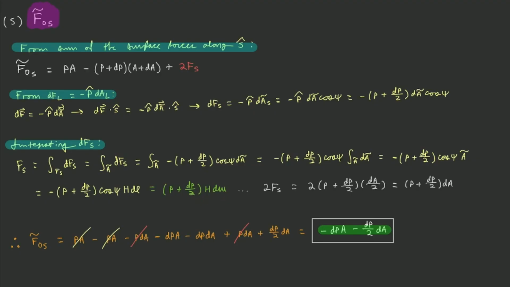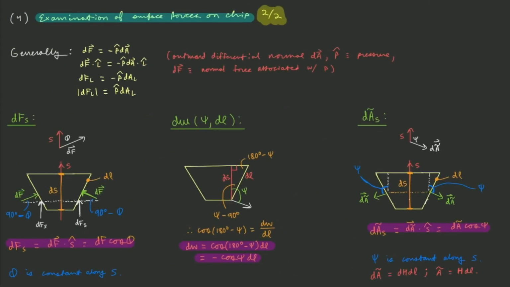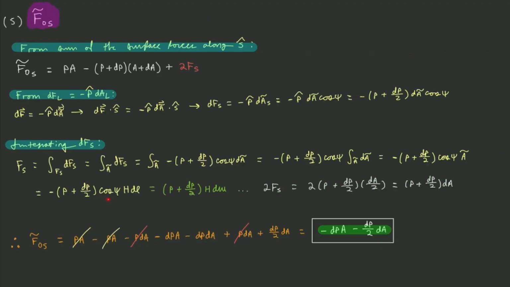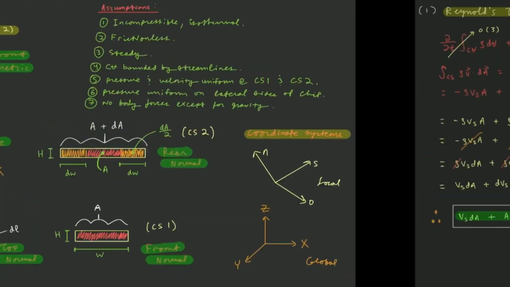Why is that? Let's look at our geometric diagram again. dW is equal to negative cosine psi dL. So if we have negative cosine psi dL, we can just replace this with dW. Now we have a workable expression for Fs. Multiply that by 2. 2Fs, you get 2 times (P plus dP over 2) times dA over 2, right? Why is that? Because HdW is what? dA over 2. How do we know that? We go back to the beginning here.